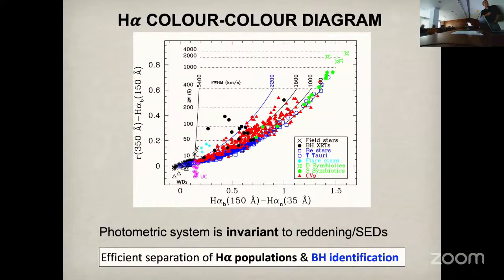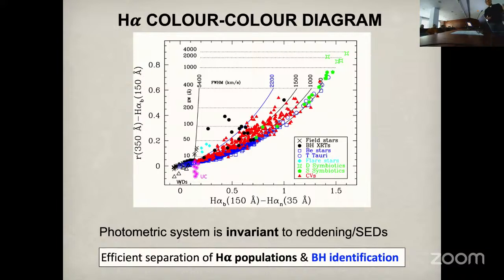The most efficient way of presenting this information is in a color diagram like this one. In this diagram, in order to guide the eye, I have plotted in horizontal lines of constant equivalent width between 10 up to 400 angstroms here. And then the curved lines represent lines of constant full width at half maximum from 500 kilometers per second, 2,200 kilometers per second, up to 5,400 kilometers per second.